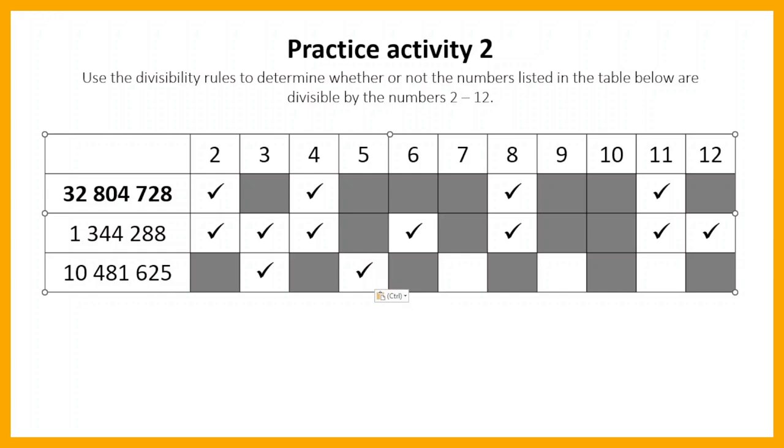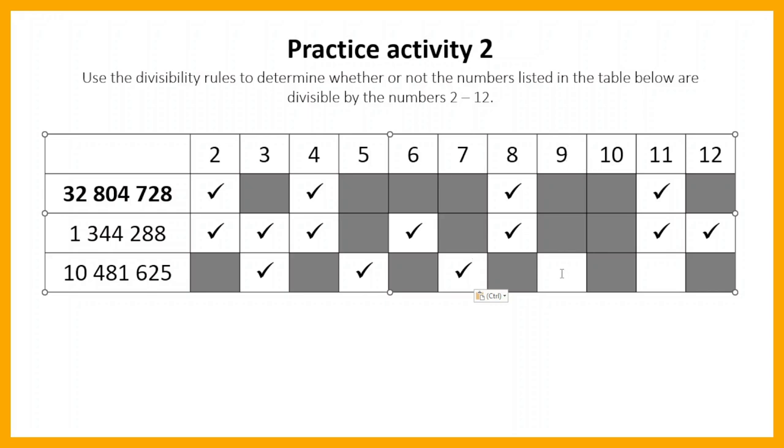Then I'm going to use my calculator quickly to check for 7. So 10481625 divided by 7. And that gives me an answer which is not a decimal. So I can put a tick in for the 7 as well, because now I know that this is a multiple of 7 because I got a non-decimal answer.